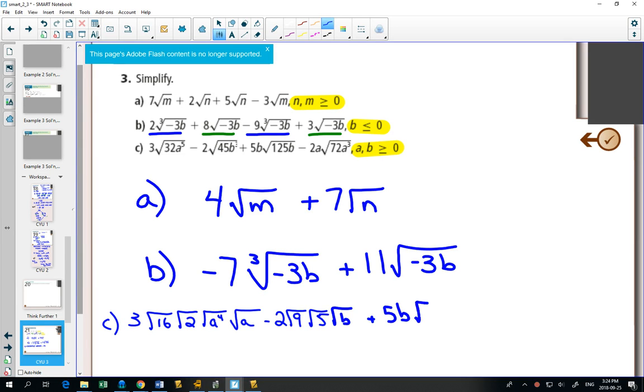Square root of 125 is 25 times 5. And then square root of b. That's a 5. And finally, minus 2a. 72. 72 is 9 times 8, but it's also what times what? It's 36 times 2. And 36 is the bigger square root than 9, so it will make our life a little easier. And then I'll have a squared and a.